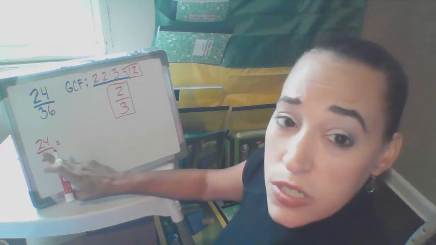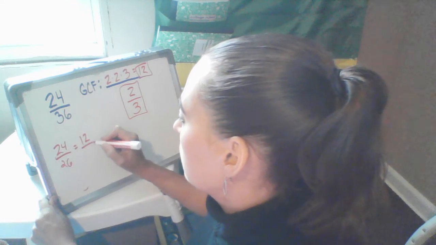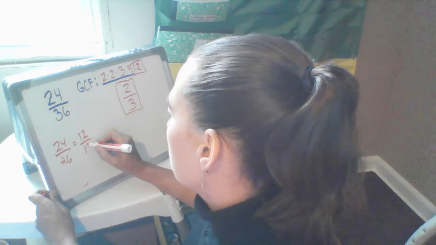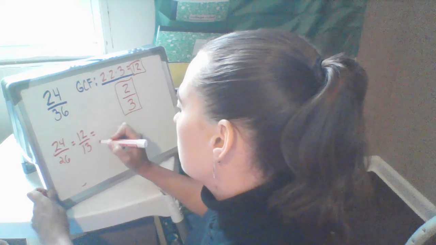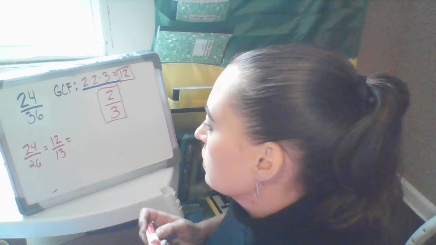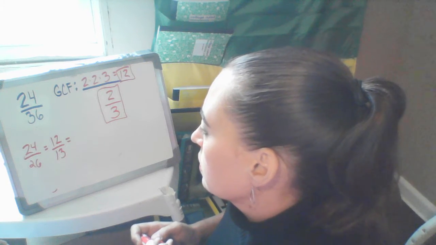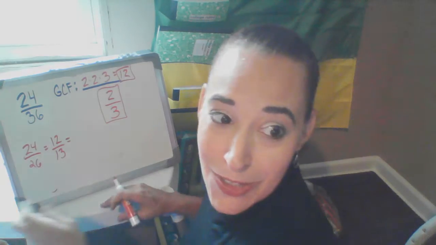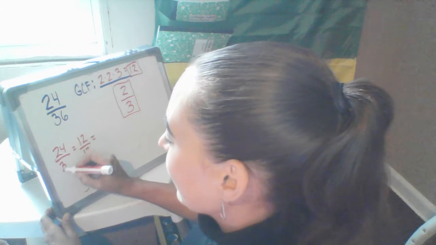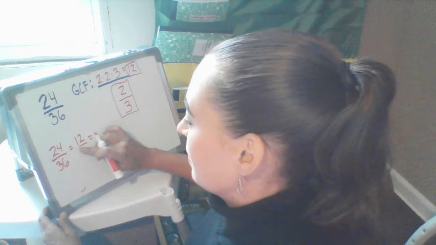Okay, so 24 divided by 2 is 12. 36 divided by 2 is... Oh, I'm so sorry. It's not 26, it's 36. I'm like, why is there a mistake here? Okay, let's try that again. Miss Fisher messed up.